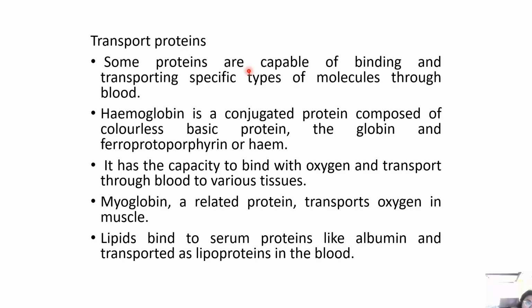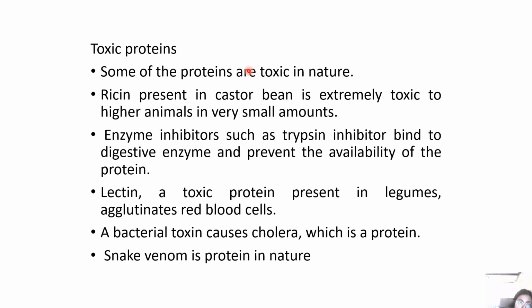We have transport proteins. Some proteins are capable of binding and transporting specific types of molecules through blood. Hemoglobin is a conjugated protein composed of a colorless basic protein, the globin, and protoporphyrin or heme. It has the capacity to bind with oxygen and transport it through blood to various tissues. Myoglobin, a related protein, transports oxygen in the muscle. Lipids bind to serum proteins like albumin and are transported as lipoproteins in the blood.